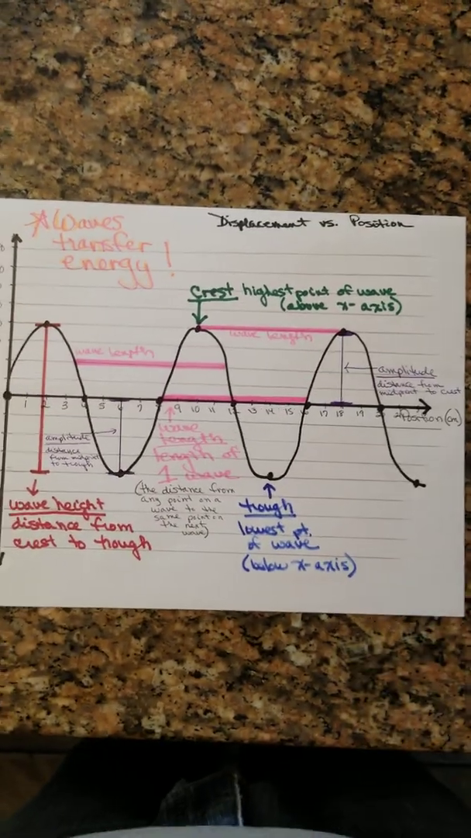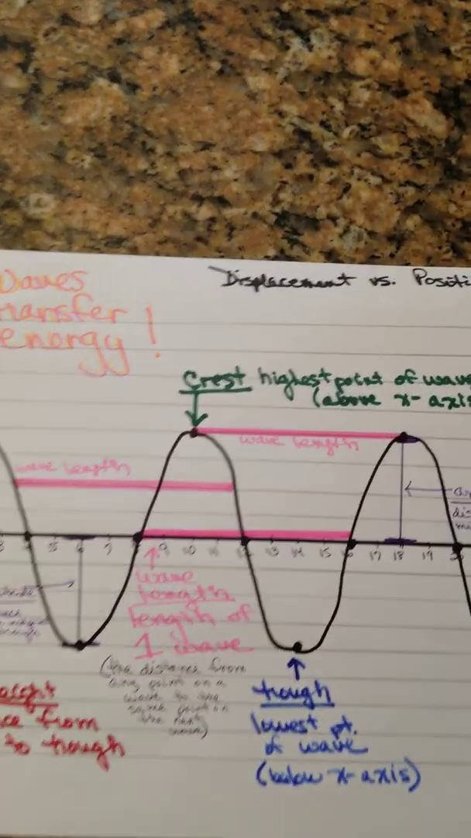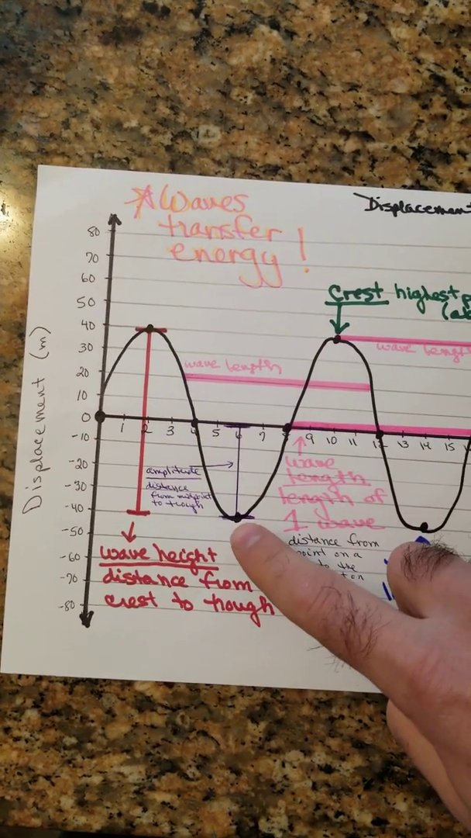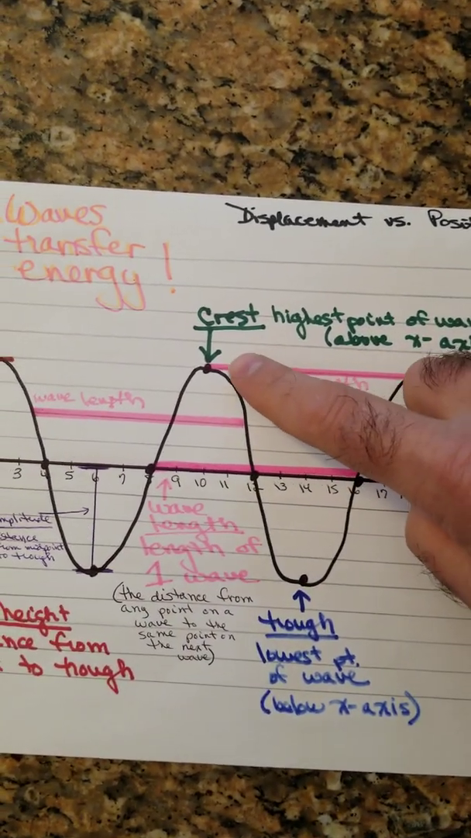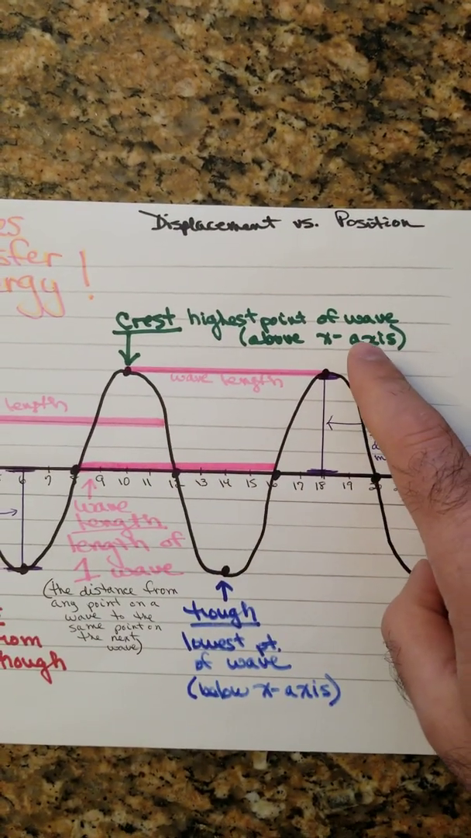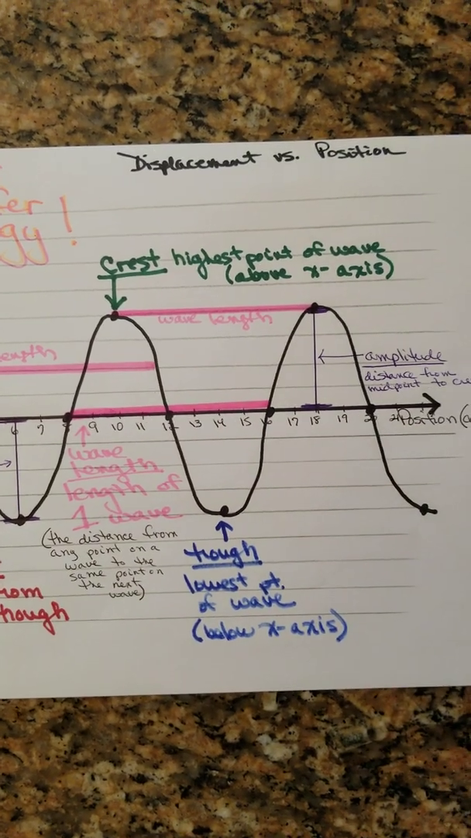So in general, this can be any kind of wave. Let's go to one of the things that we might know. Some waves have a maximum value and they have a minimum value. The maximum height of a wave is called the crest. That's the highest point of a wave above the x-axis. Remember, the horizontal line here is the x-axis.